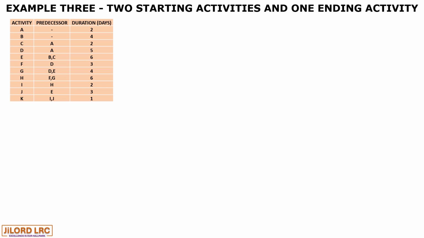Activity A and B do not have predecessors. They are starting activities. Activity C and D have A as its preceding activity. So we have that here. So let us have their linkages. And activity F has D as its preceding activity, and activity E has B and C as its preceding activity.